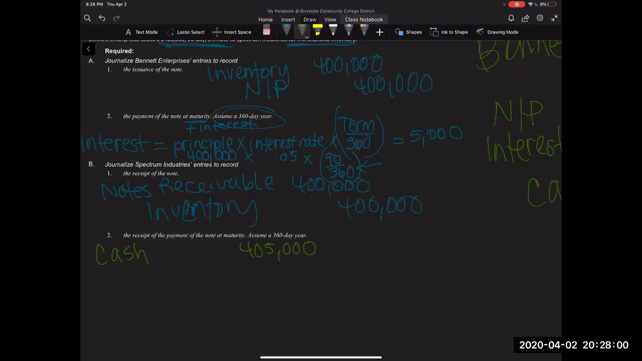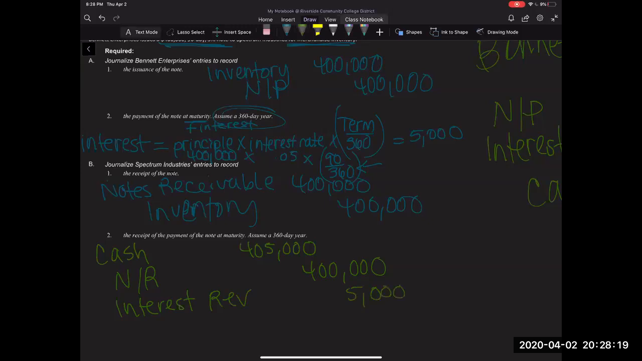So debit cash, then they're going to credit notes receivable, right, in the amount of $400,000. And then the other credit is going to be interest revenue in the amount of $5,000.